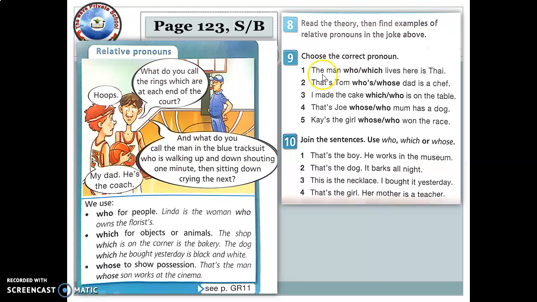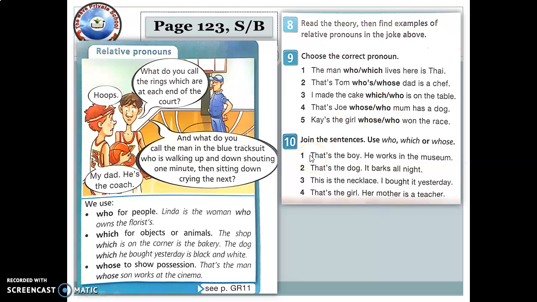Okay, here now, let's see. The man who lives here is 5. Number 2, that's Tom whose dad is a chef. Number 3, I made the cake. This is a thing, so which is on the table. Number 4, that's Joe whose mom has a dog, so it's possessive. Number 5, Kay's the girl who won the race.